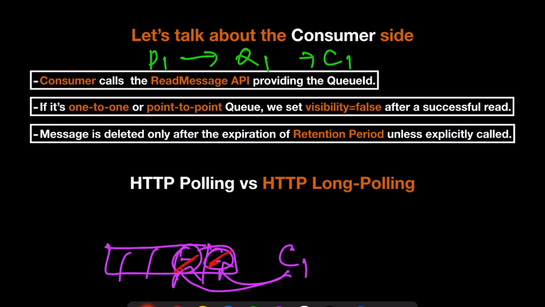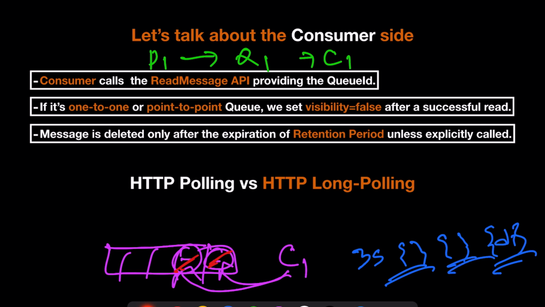Let's talk about HTTP polling and HTTP long polling. So the consumer keeps calling us at a fixed interval, right? Say for example, the consumer is calling us every 3 seconds. The first time we don't have data, so we return an empty response. Again we return an empty response, and after some time maybe we get some data and return it. So the customer keeps calling us and we keep returning empty responses, right? Sometimes that is not the ideal practice the customer wants.